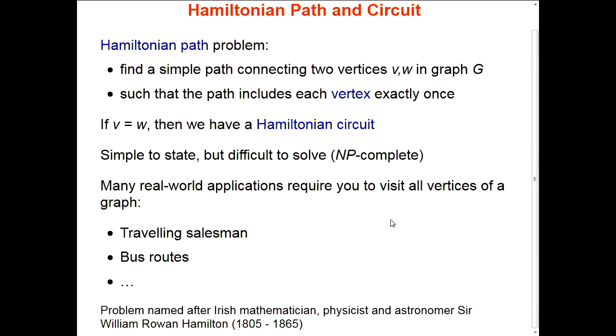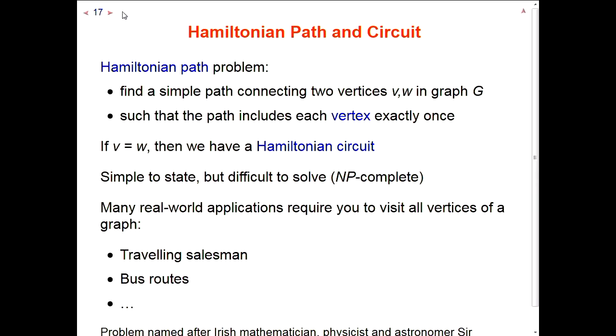Okay, so applications of this are a very famous problem, traveling salesman. The idea of a traveling salesman is that the traveling salesman wants to visit every city, but only once. Bus routes are also an important problem. You want to visit or to drive to every particular stop along a route, and so on. So going through all the nodes, but not visiting a node twice. The problem, by the way, is named after an Irish mathematician, physicist, and astronomer by the name of Sir William Rowan Hamilton. This is where the name comes from.